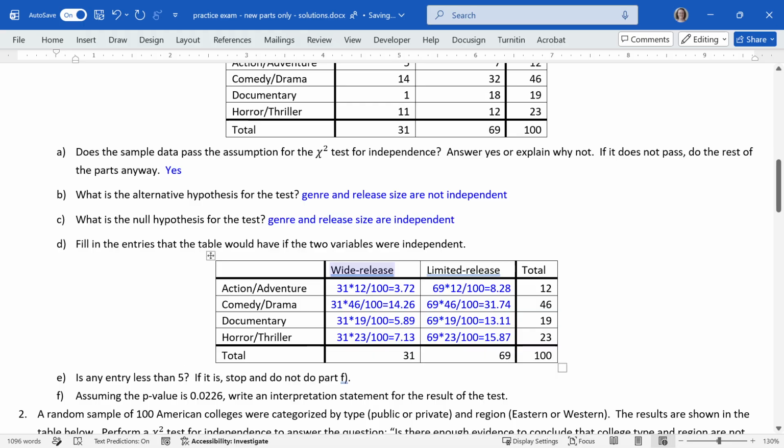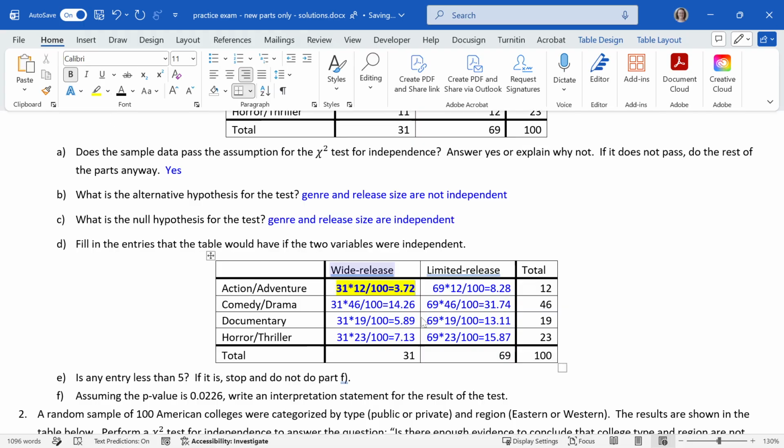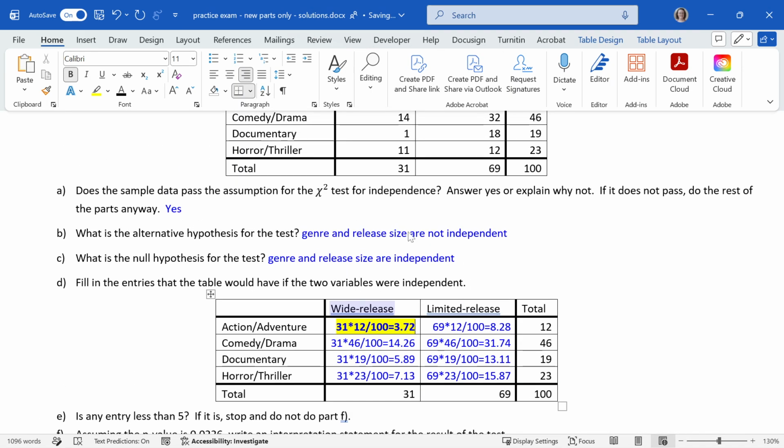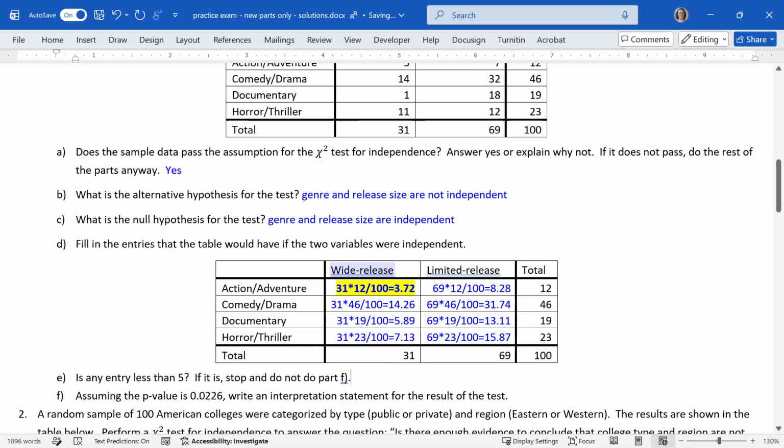Okay, but let's see. Is any entry less than 5? Yes, actually this one is. That is less than 5. So at this point, that means that I cannot trust that when this background calculation goes on, where you do the top table minus the bottom table, square all the entries and add them up, I cannot guarantee that that is going to have the right kind of distribution to make this test valid. So I'm actually going to stop right here, and I'm not going to do the test.